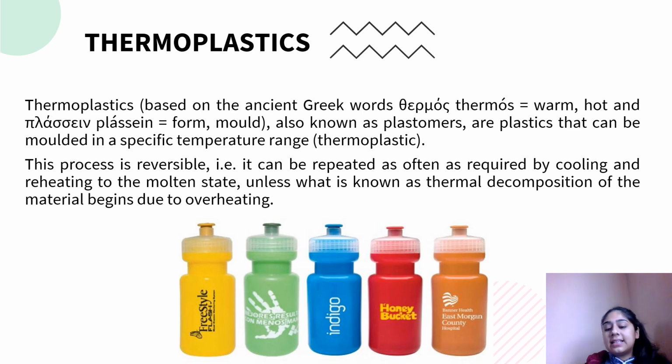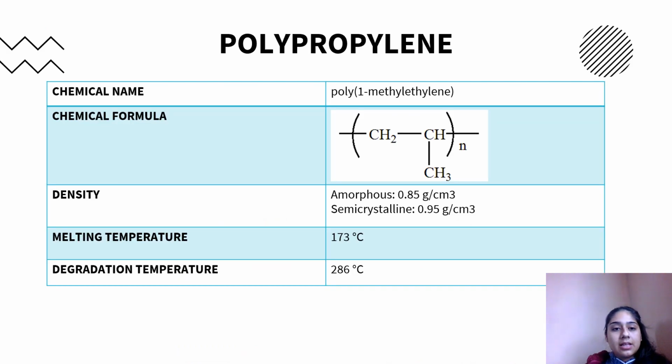Okay, I selected one polymer that is derived from the thermoplastics, which is polypropylene. It's an important polymer among the thermoplastics. I talk more about this polymer.